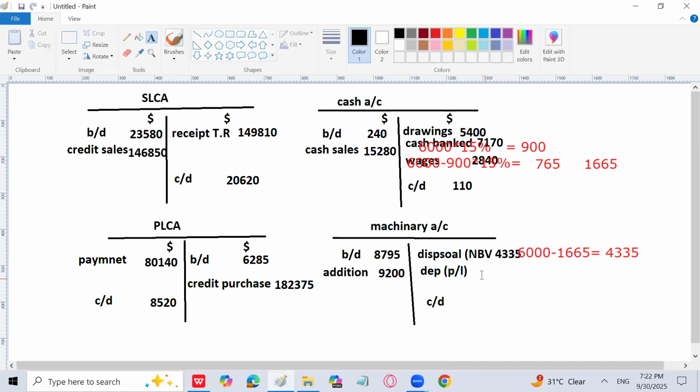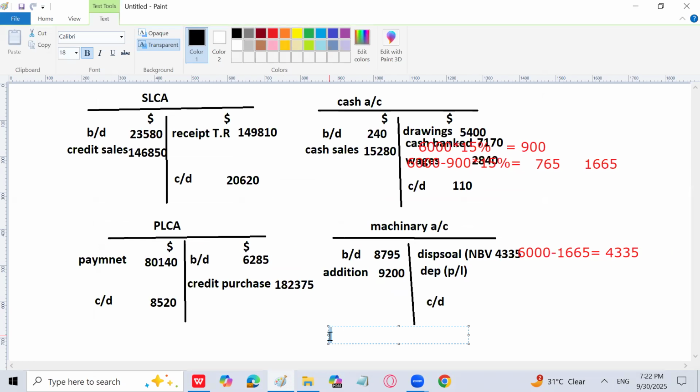Then disposal, I'm going to write on the credit side, the cost of the asset and the depreciation. And the carry down, I don't know. So let's calculate the depreciation first. 8795 is the net book value at the start, plus addition 9,200, minus the asset sold, the book value of the asset sold, 4335. So I got the resultant amount, which is the net book value, and on that I'm going to calculate depreciation. So what is the amount?